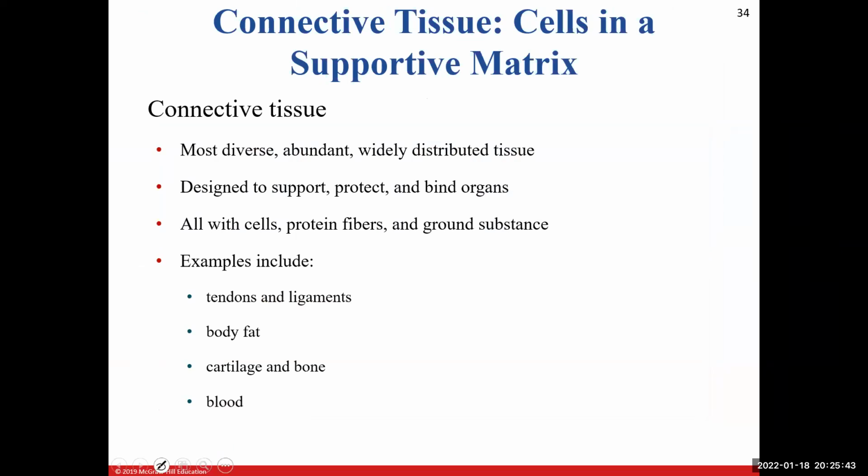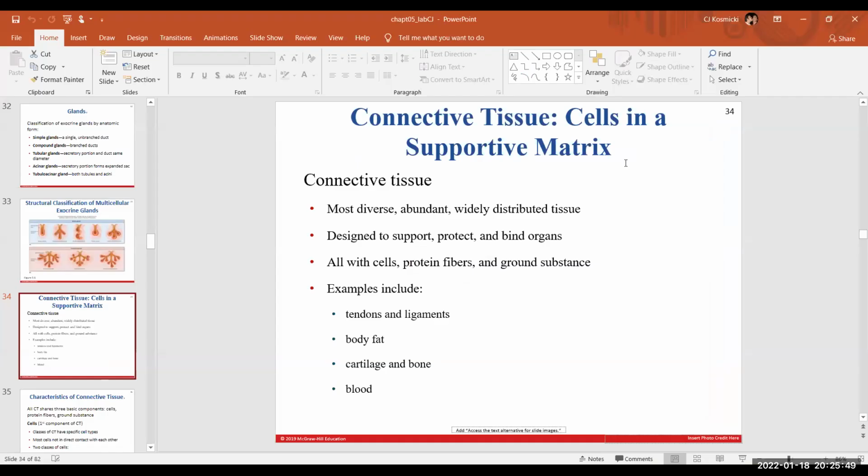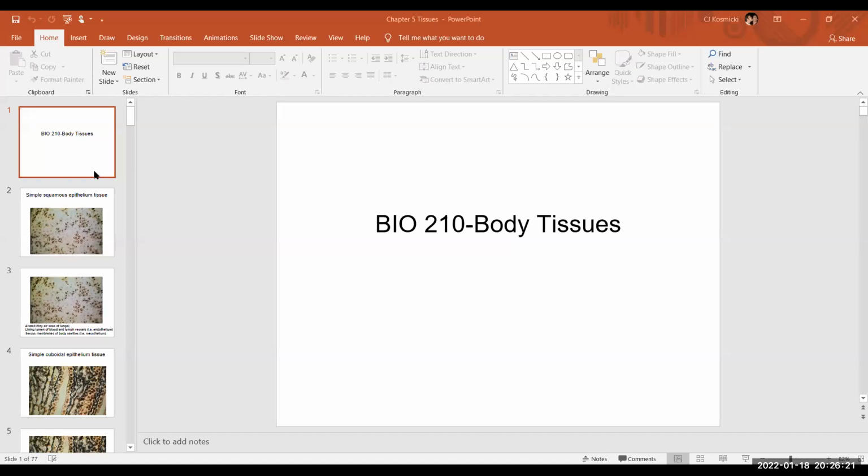All right, so let's do this. I'm going to take a break here from this, and let's do some labeling here. All right, so if you have your atlas, let's get that out, and let's take a peek. And then we might come back and do some more labeling here. If you have your atlas, I'd pull that out, and let's look at some of our body tissues here.